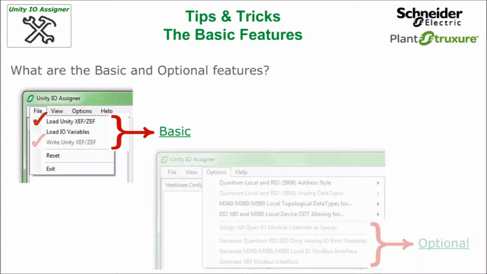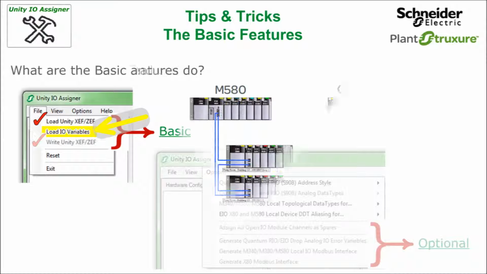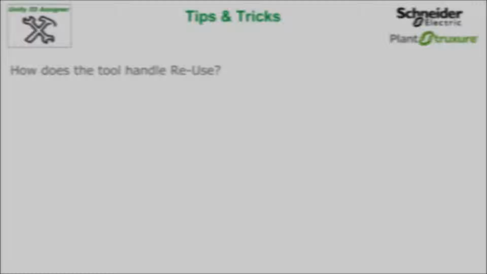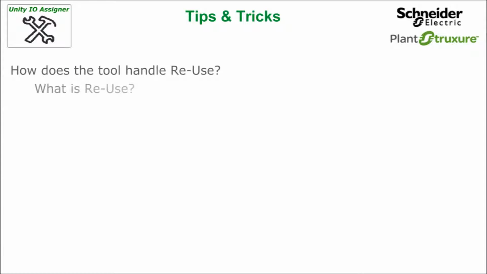The other basic feature is I/O module channel variable assignment, and this feature is demonstrated in all of the other Unity I/O Assigner videos, so I will not do that here. An important tip to provide is how the Unity I/O Assigner handles reuse.